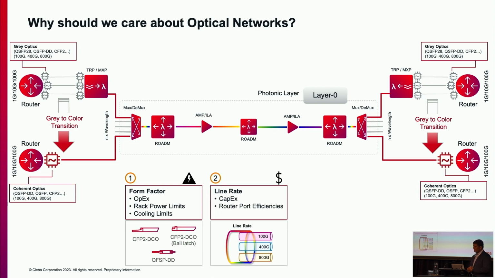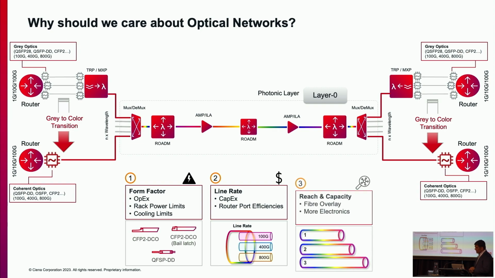Second are the line rates. This would have an impact on your router port efficiency. So let's take a router with 4 ports of 400 gig that needs to travel from location A to location C. And because of the impairments in the optical line system, we're not able to achieve the 400 gig line rate. So we are compensating on the router port efficiency, and this would have a direct impact on your capital expenditure.